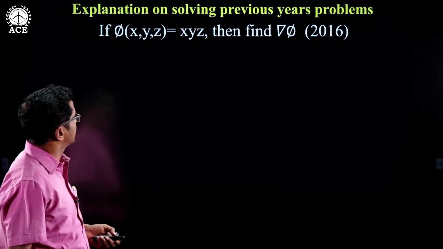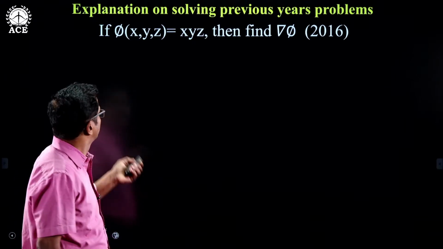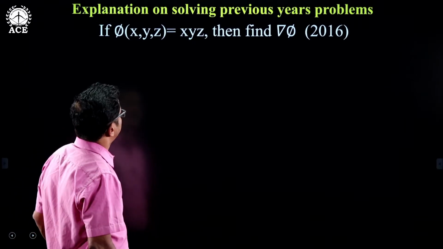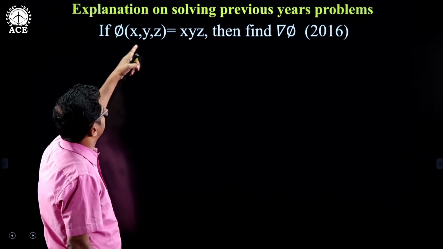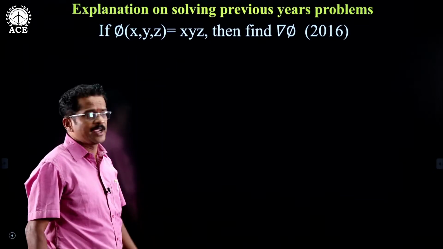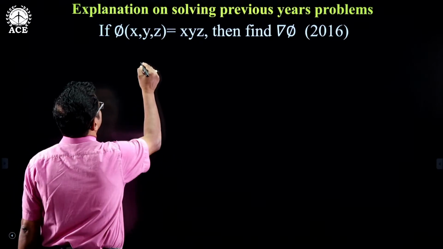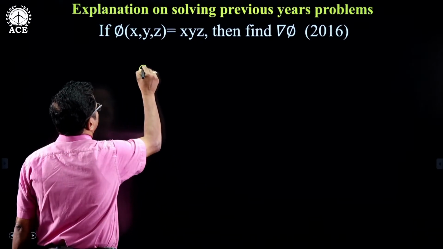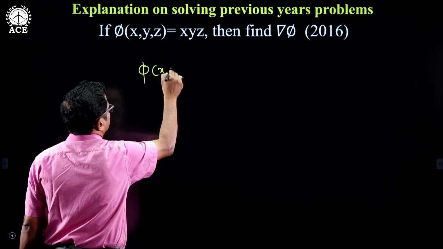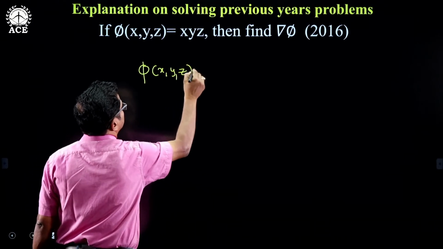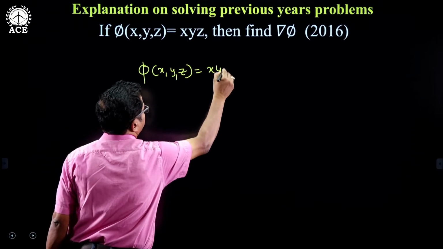Now let us go for solving problems. Phi of x, y, z equals x y z. Then find del phi, means grad phi. Del phi is nothing but grad phi. So phi of x, y, z equals x y z.